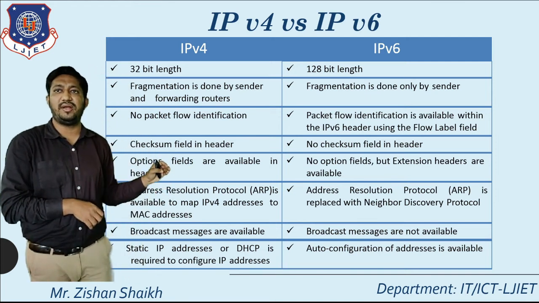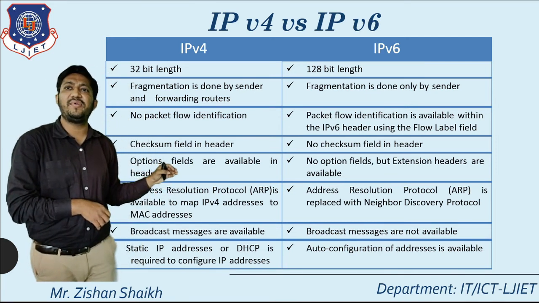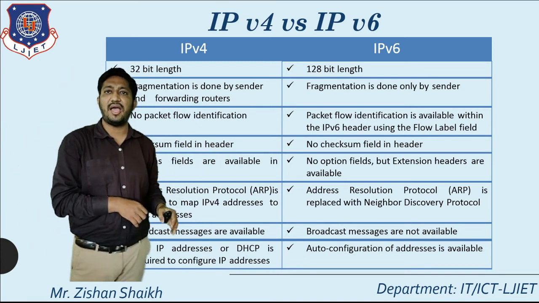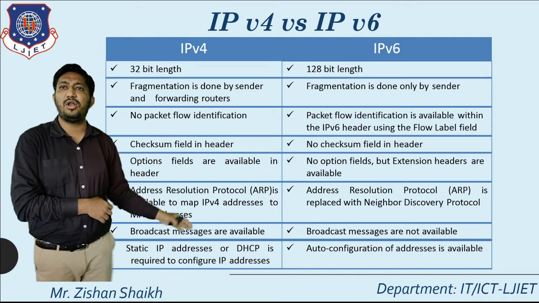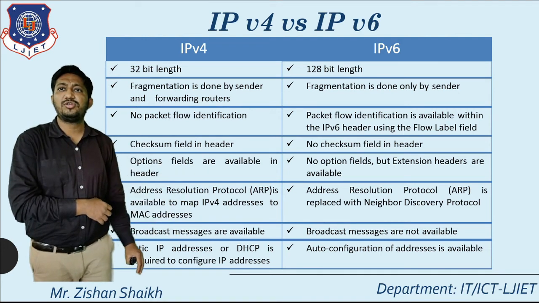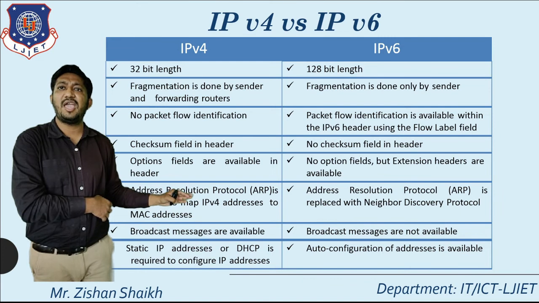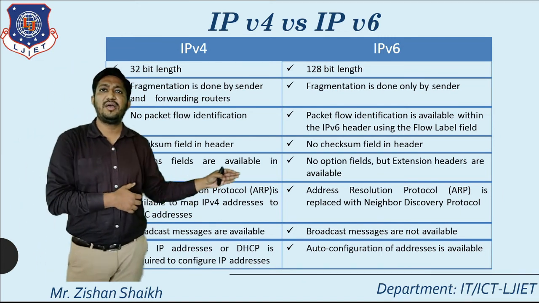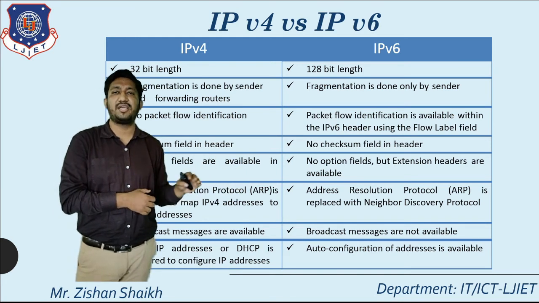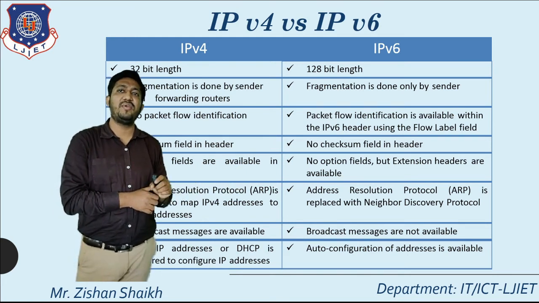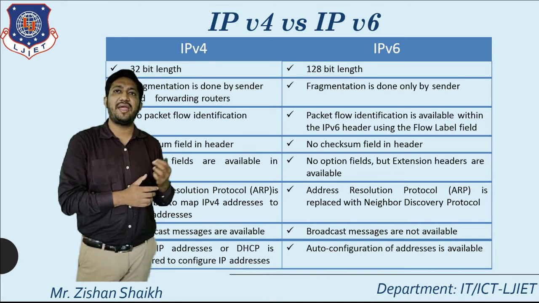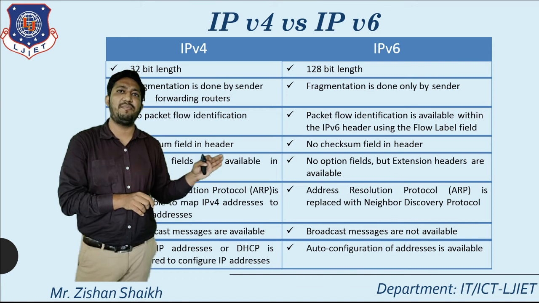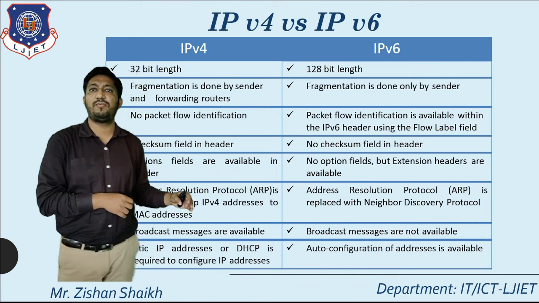Next is the options field. The options field and padding field are available in IP version 4, but these fields are not available in IP version 6. Next is all about the ARP protocol. ARP maps the IP address to the MAC address in IPv4, but ARP is replaced here with the neighbor discovery protocol. So if we want to find the MAC address from the IP address, in IPv4 we use ARP, whereas IPv6 contains the neighbor discovery protocol.